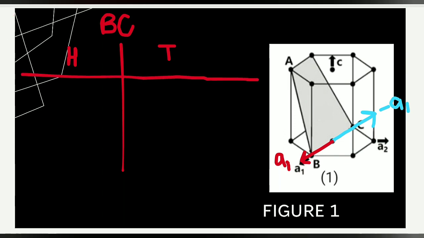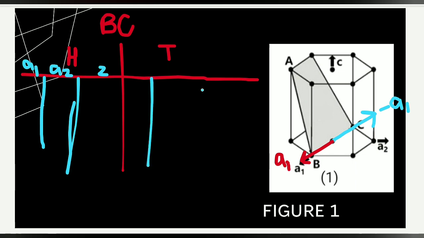Let me make some blocks for A1, this is for A2, and the last one will be for Z. A1, A3 will be neglected. A3, I'm really sorry. So yeah, this is for A1, A2, and Z.